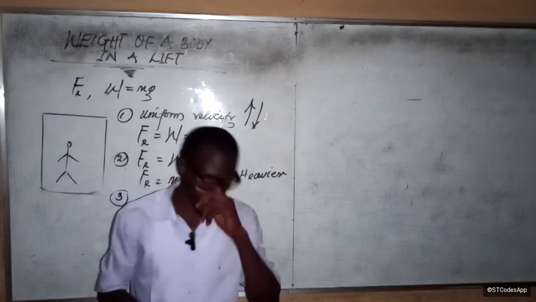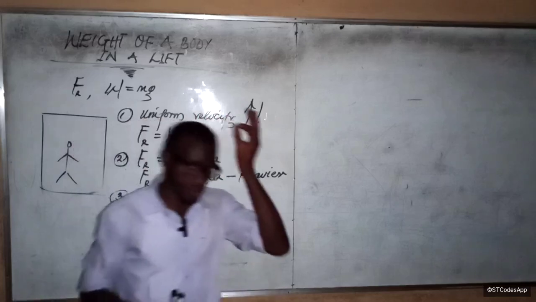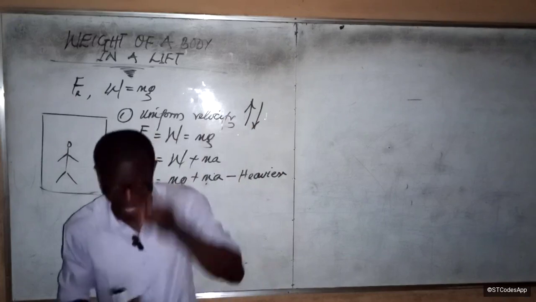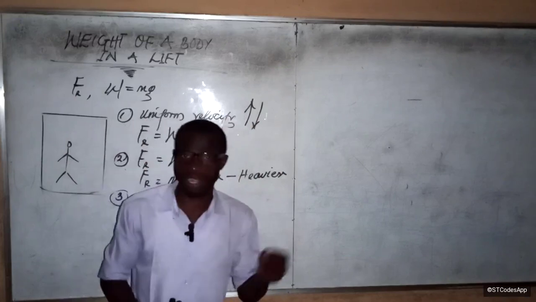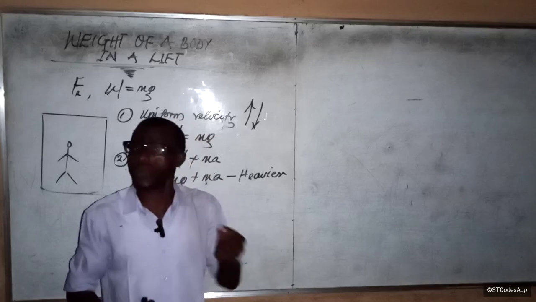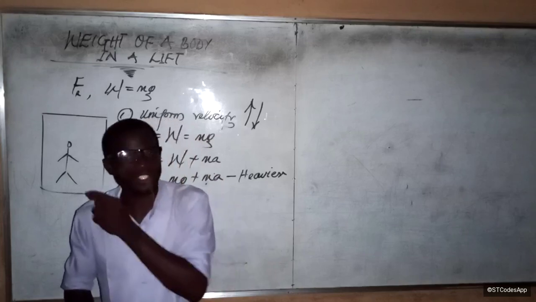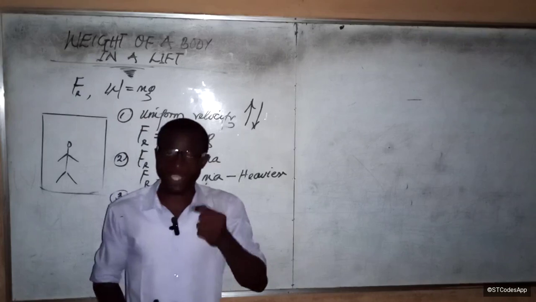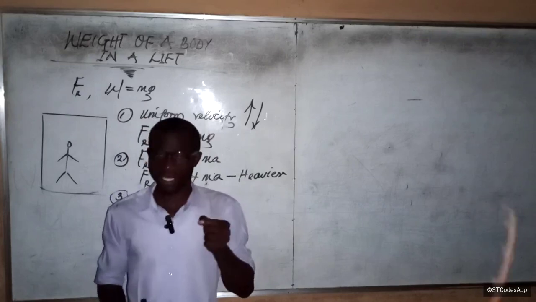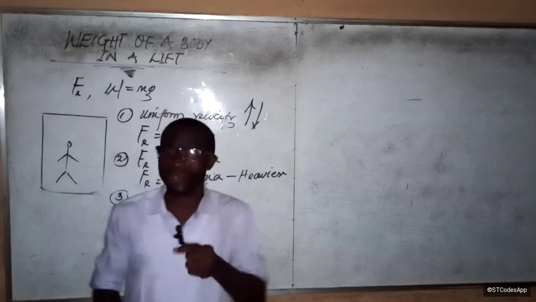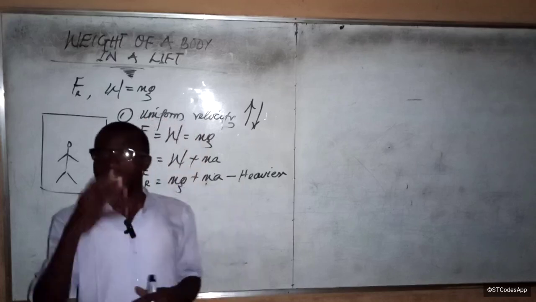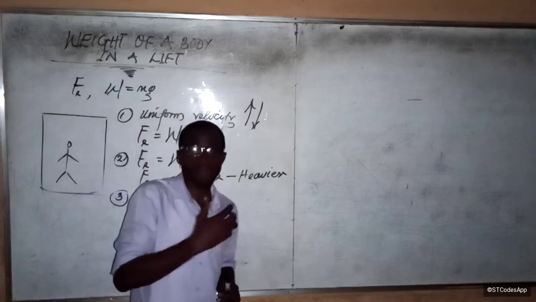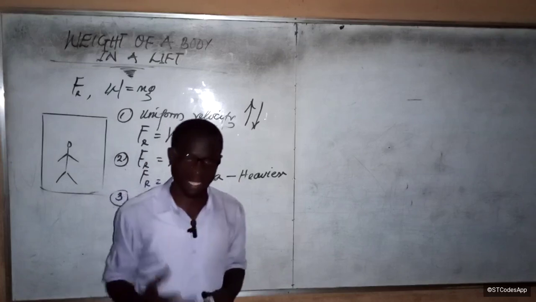Is it that the body is coming down with an acceleration that is less than that due to gravity, or it is coming down with one greater than that due to gravity, or the lift were to be falling freely. So those are the three possible conditions when the lift is coming down, and these are the three conditions that you can possibly be tested on in an exam.